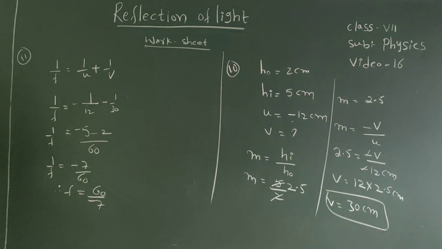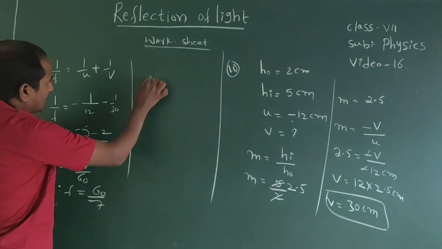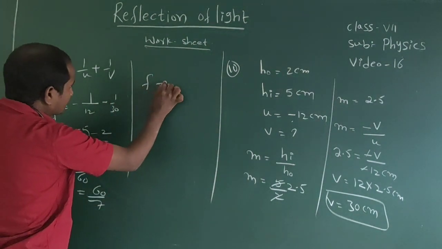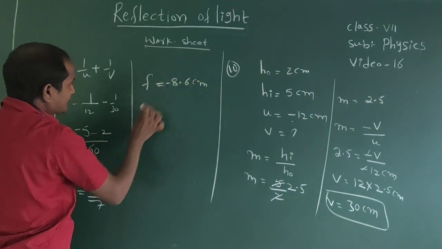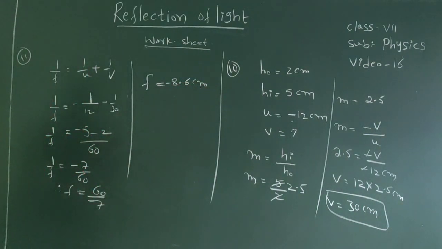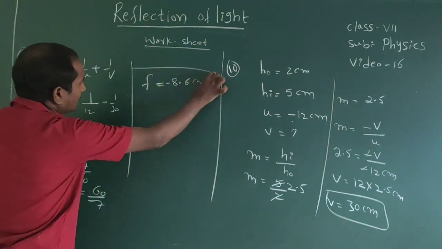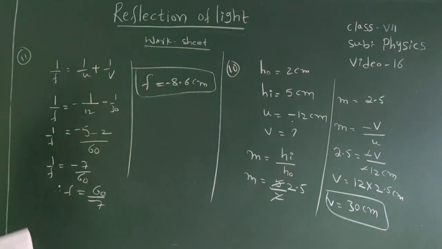That equal to how much here? 8.6 centimeters. So here focal length f equal to 8.6 centimeters. For a concave mirror, that's why f equal to minus 8.6 centimeters.